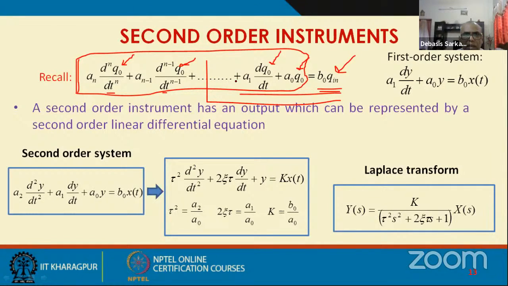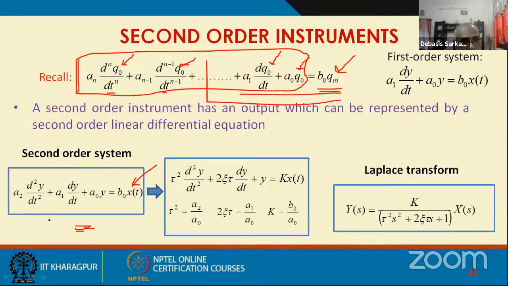What will that be? A2 d2y/dt2. So this one. And this is basically nothing but the forcing function, Q input. Again, I repeat, let's say for step input, x(t) will be the step function. So this general second order differential equation with constant coefficients can represent the output of a second order instrument or second order system.